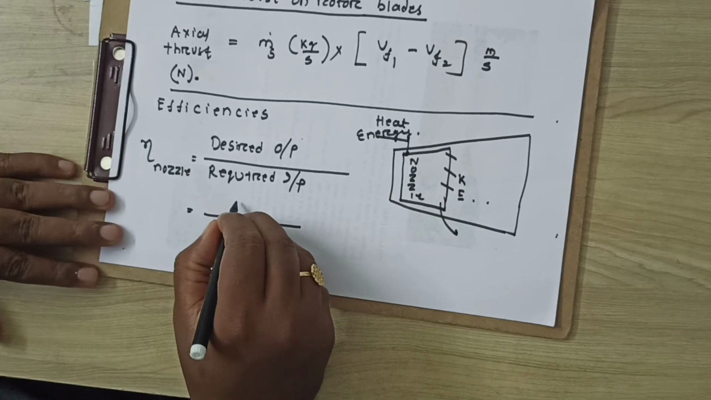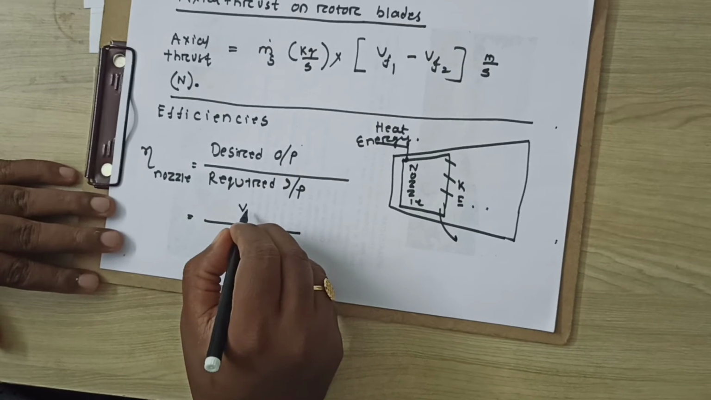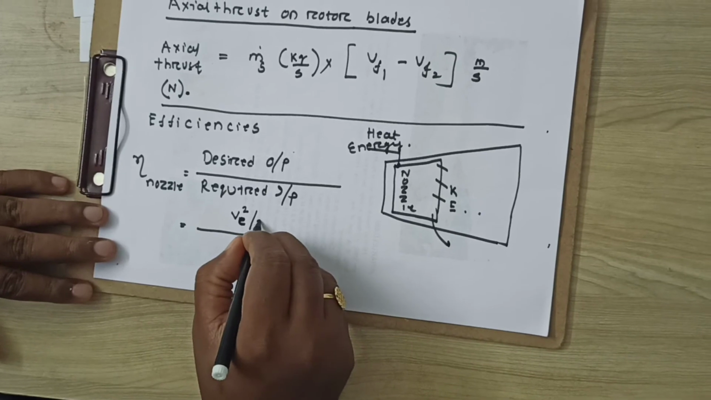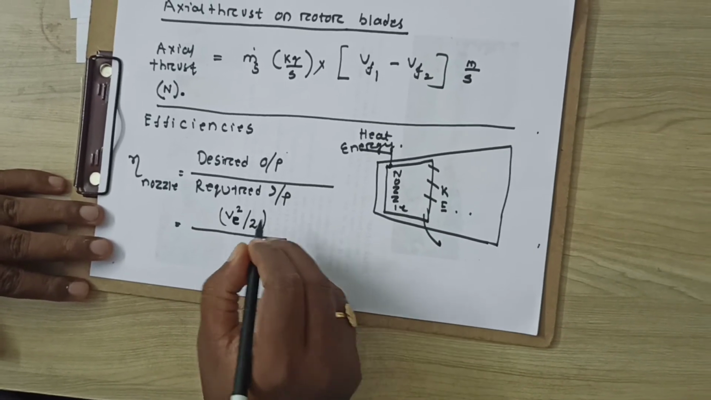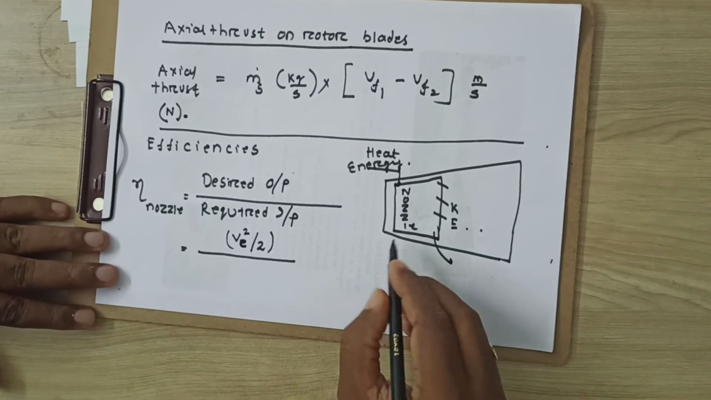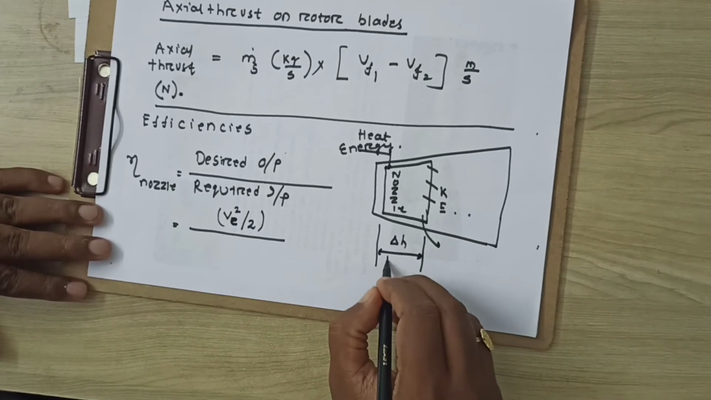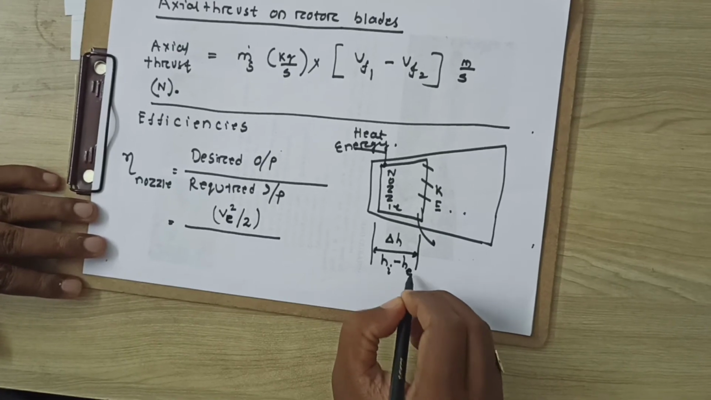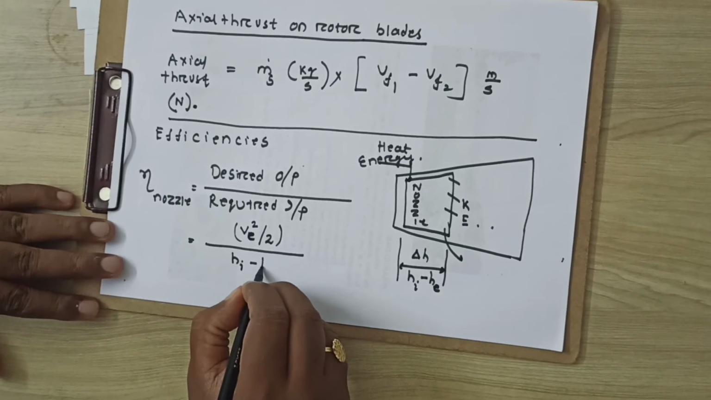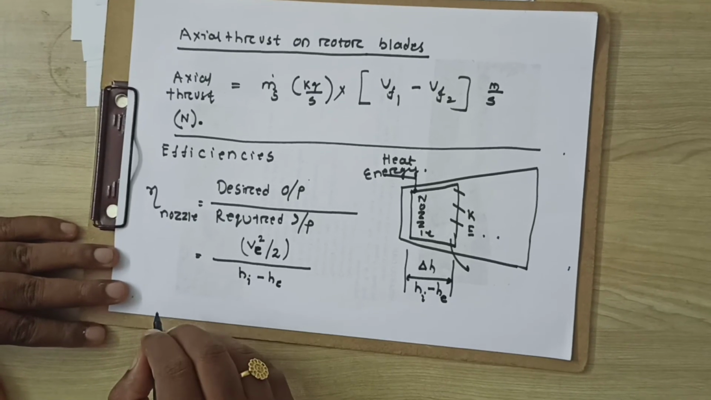This kinetic energy, let it be Ve. We are using a symbol Ve. Ve square over 2 divided by the heat energy or the heat content. How do we get this velocity energy? This is upon this delta h, the conversion of delta h. And what is delta h? Delta h is hi minus he, the enthalpy drop.